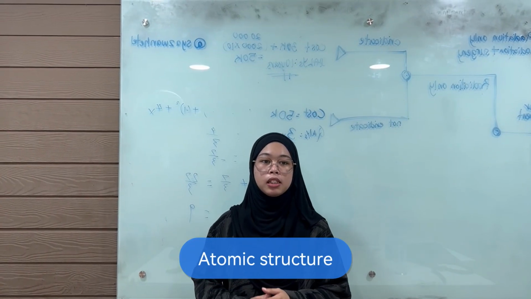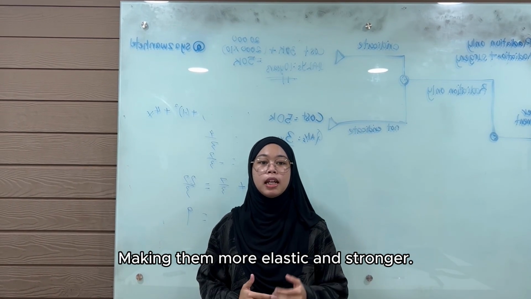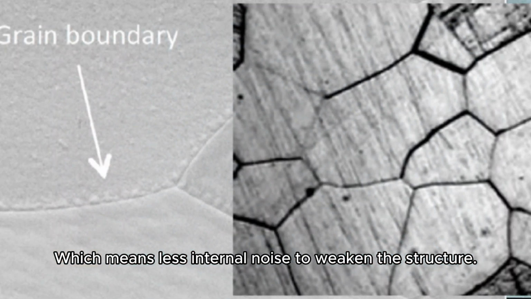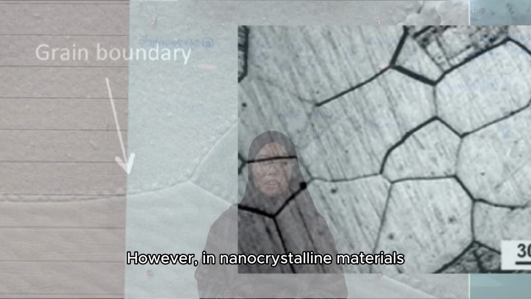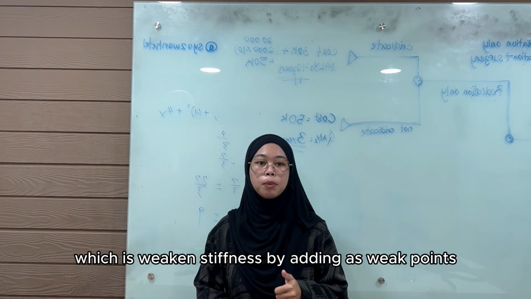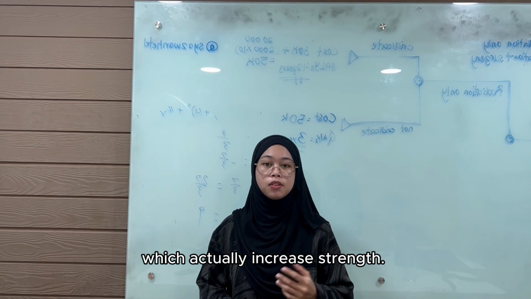Third, atomic structure. Nanomaterials tend to have fewer dislocations, making them more elastic and stronger. Fewer grain boundaries, which means less internal noise to weaken the structure. However, in nanocrystalline materials, grain boundaries can do two things, which is weaken stiffness by adding weak points or impede dislocation motion, which actually increases strength.